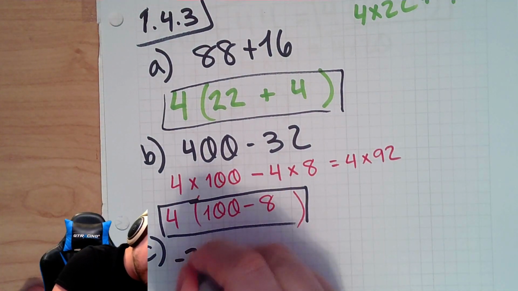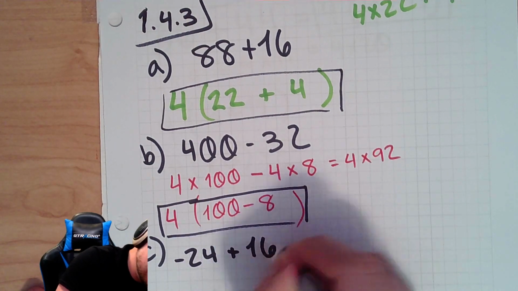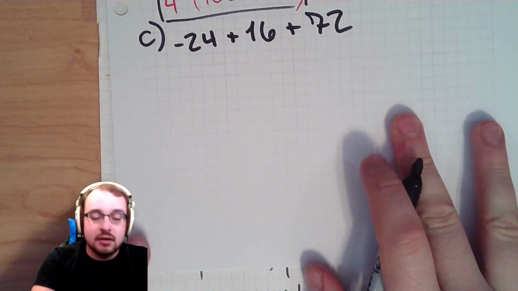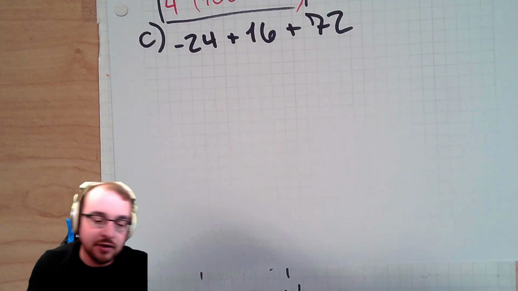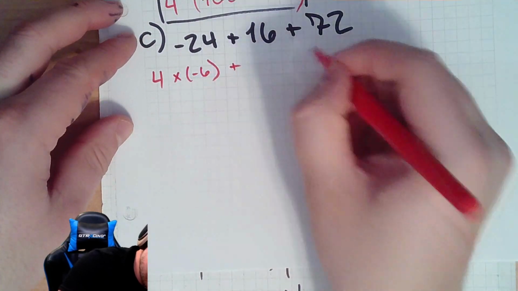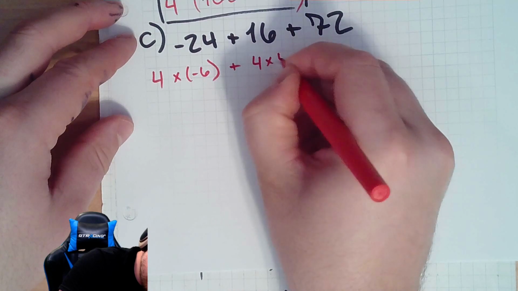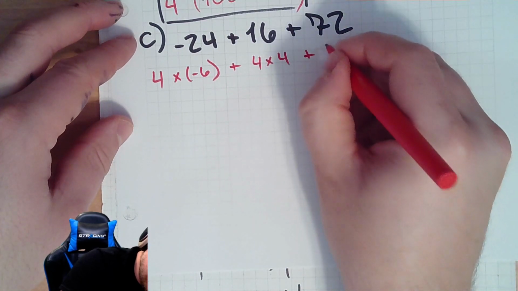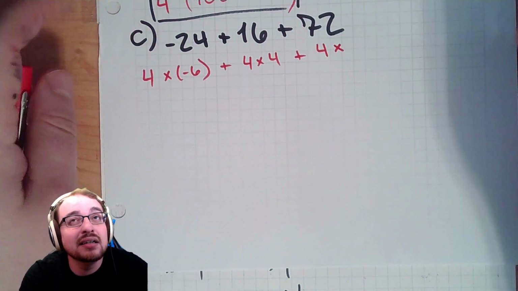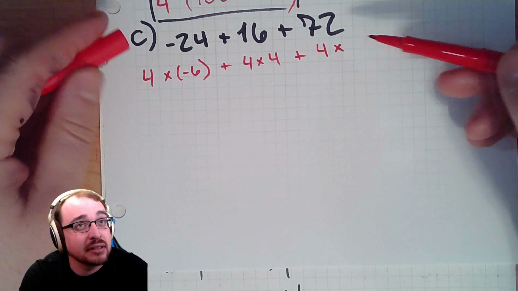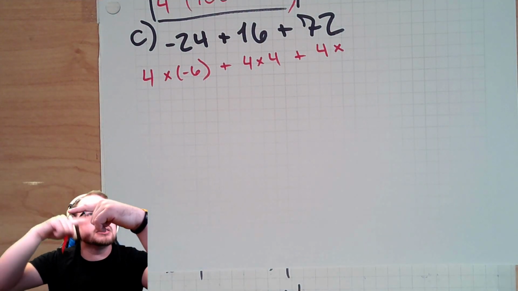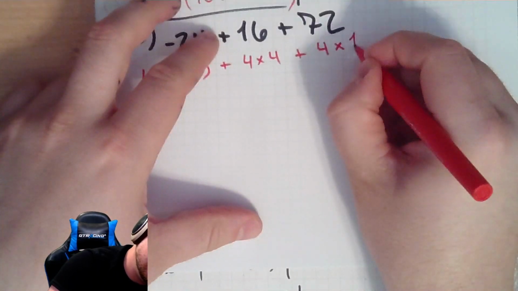Part C's got negative 24 plus 16 plus 72. So now we have 3 terms. The first one I can rewrite as 4 times negative 6. Next one I can write as 4 times 4. And 72 I can write as 4 times, well, I know 4 times 20 is 80. So 4 times 19 is 76. And 4 times 18, I'm just walking back by 4s. 80, 76, 72. Must be 4 times 18.